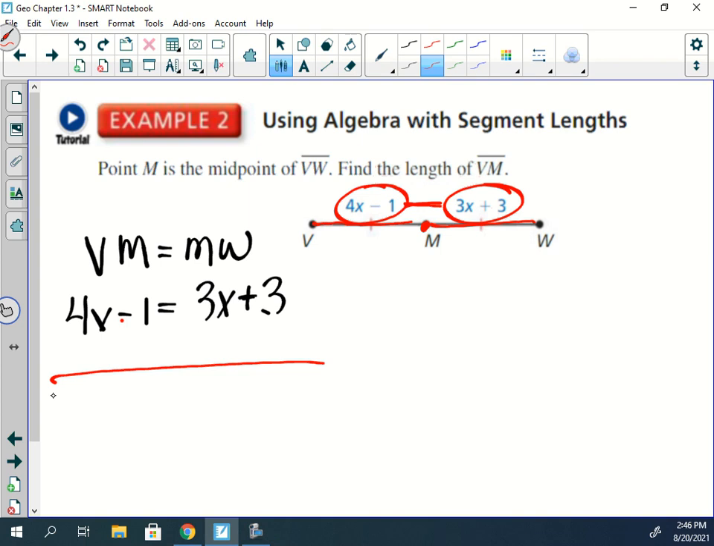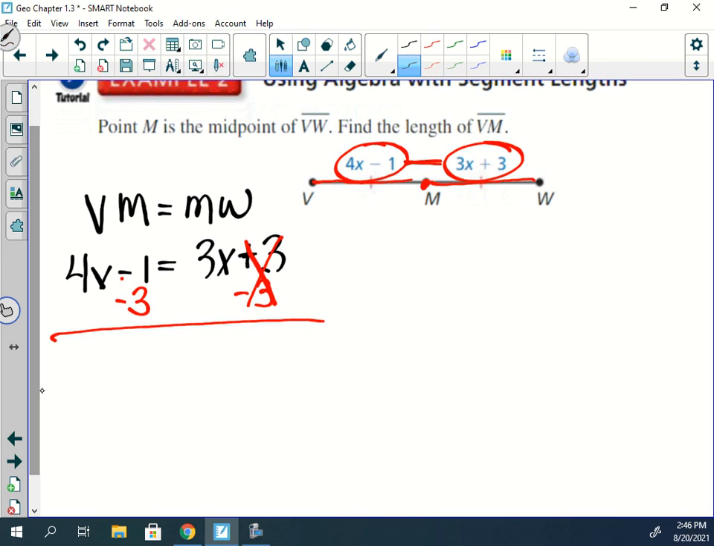Subtract 3, add 3, we're good. Since we have plus 3 here, we want to move it to the other side. We need to subtract to do the opposite, because 3 minus 3 is 0. So we have 4x minus 4 is equal to 3x, because negative 1 minus 3 would give us negative 4. Now we need to get x by itself.